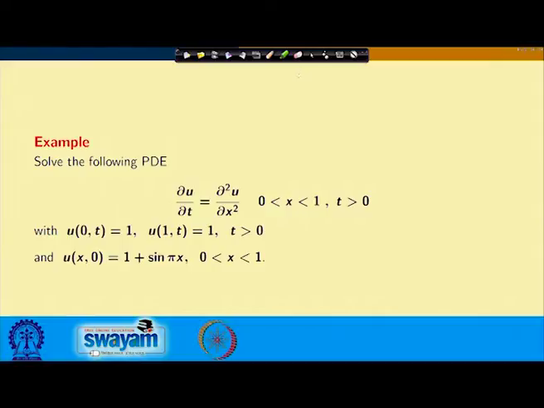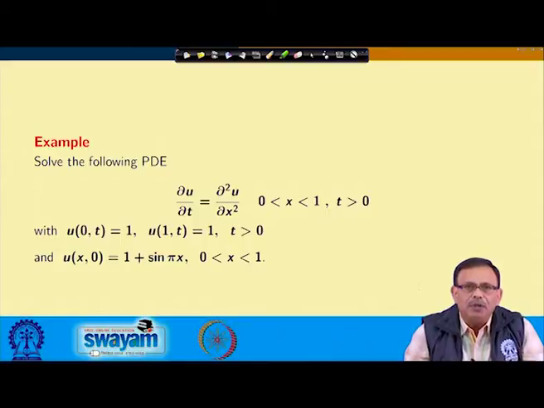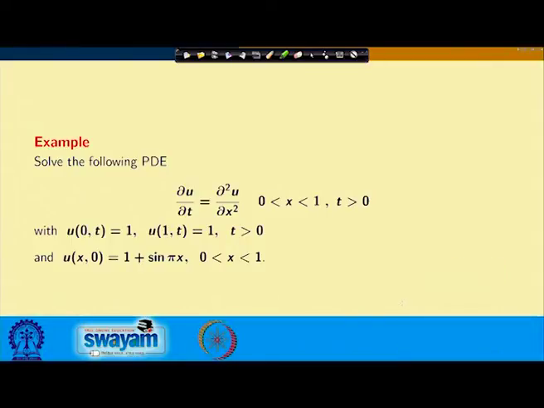We want to solve the following PDE: del u by del t equals del square u by del x square, x lies between 0 and 1, t greater than 0, with u(0, t) equals 1 and u(1, t) equals 1 when t is greater than 0, and it is given that u(x, 0) equals 1 plus sin pi x, where x lies between 0 and 1.